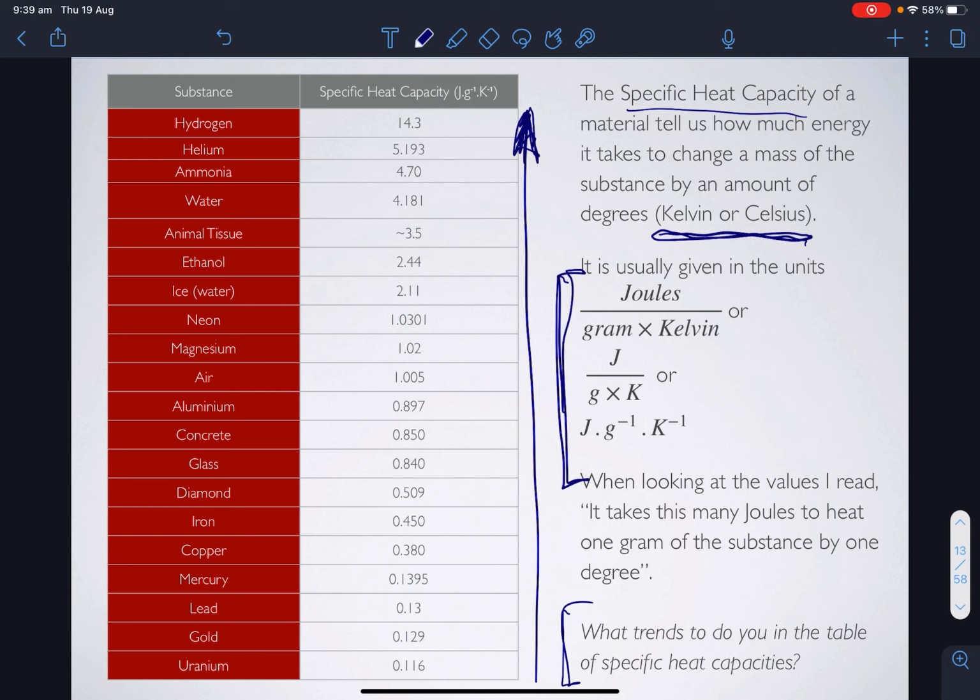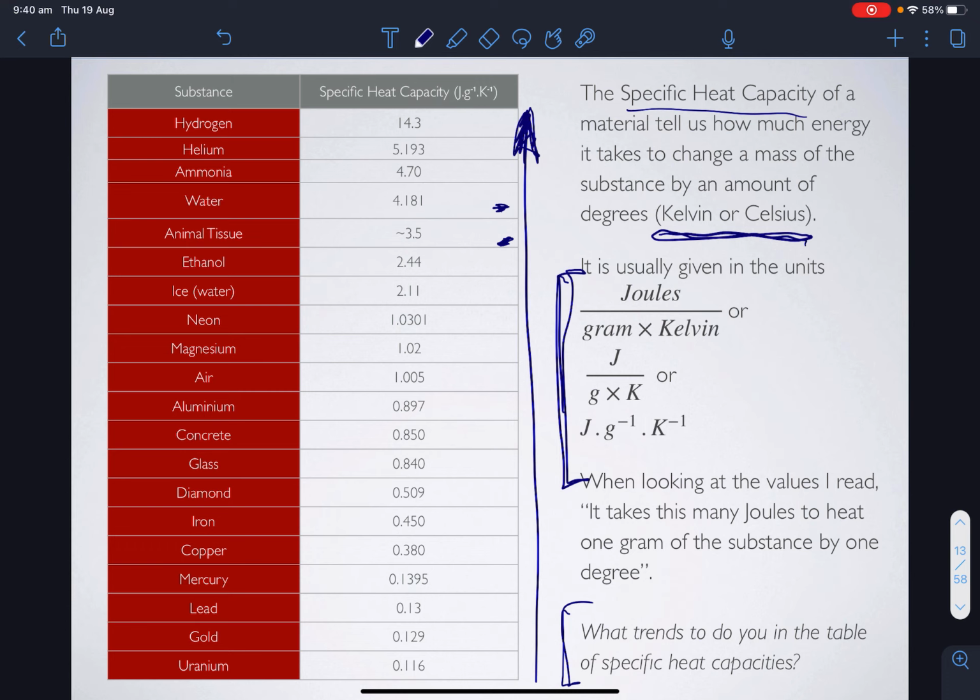Okay, so if you've got a larger mass, you just multiply it out by the mass, or if you want to change it by more than 1 degree Kelvin, you multiply it out by that, okay? So 5.193 for helium, and then we move down to ammonia, and then water there, 4.181 joules per gram per Kelvin. I liked seeing this value, I found it somewhere, so animal tissue, roughly, around 3.5 joules per gram per Kelvin.